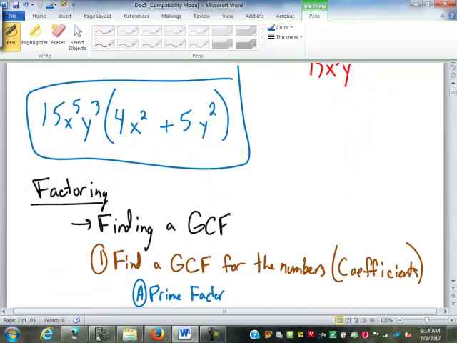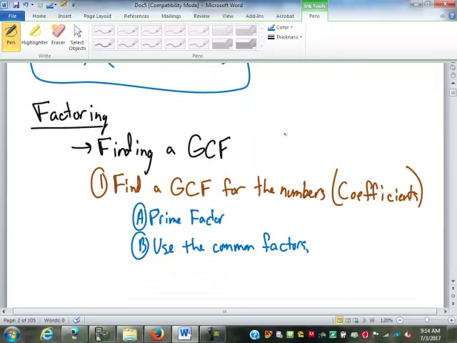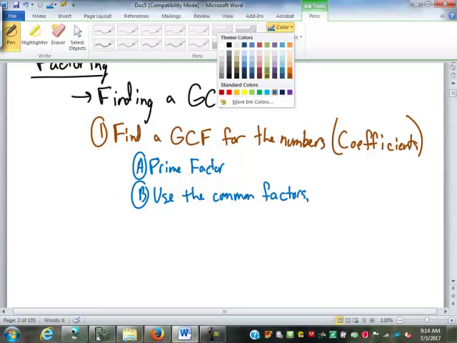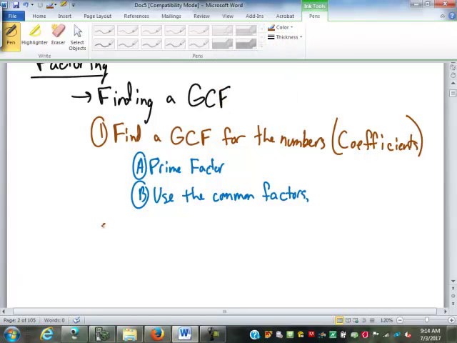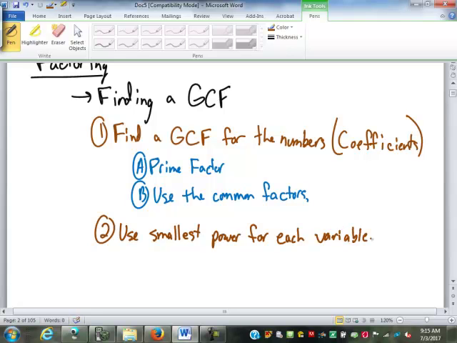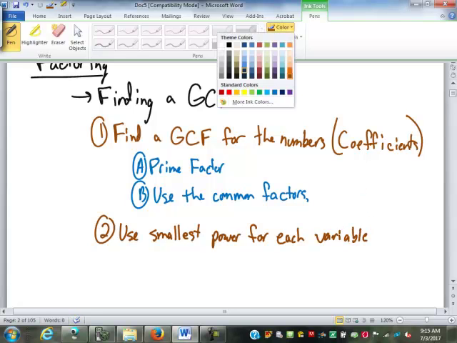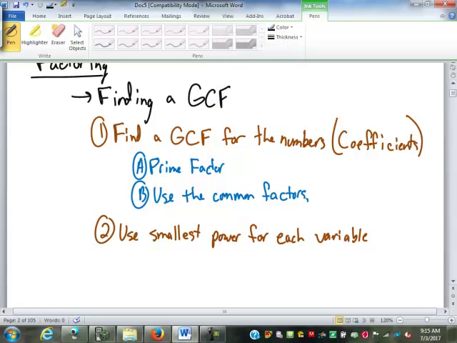When we're doing least common multiple, we're worried about the ones that are left over after we take out the common ones. So, careful. Yeah, the 2 2s and the 5. And then you use the smallest power for each variable, which again is the opposite. For least common multiple, you use the largest power of each variable.